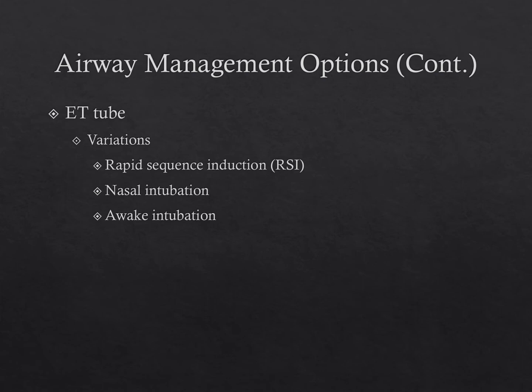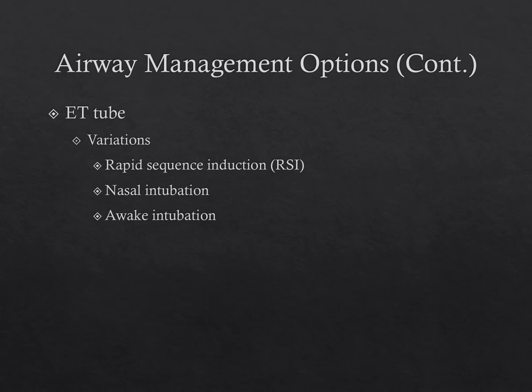There are some variations for placing the ET tube. You can use what's called a rapid sequence induction. This is when the patient has food in their stomach because it's an emergency surgery, but it still needs to go very quickly, so maybe they ate a couple hours before surgery. If they have GERD or a hiatal hernia, you want to use that rapid sequence induction.